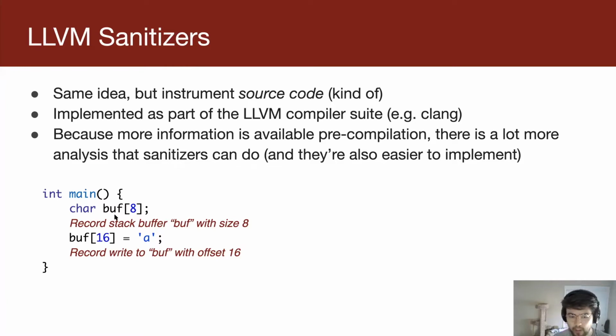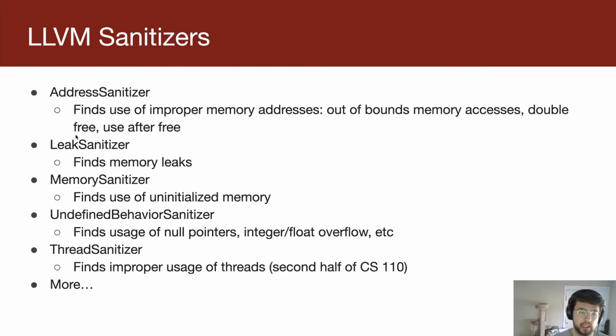So there are a bunch of different sanitizers. These three are the three that you're used to seeing from Valgrind. Address sanitizer finds out of bounds accesses. Leak sanitizer finds memory leaks where you fail to free some memory. Memory sanitizer finds cases where you're using memory but you haven't initialized it yet. But there are also other ones.